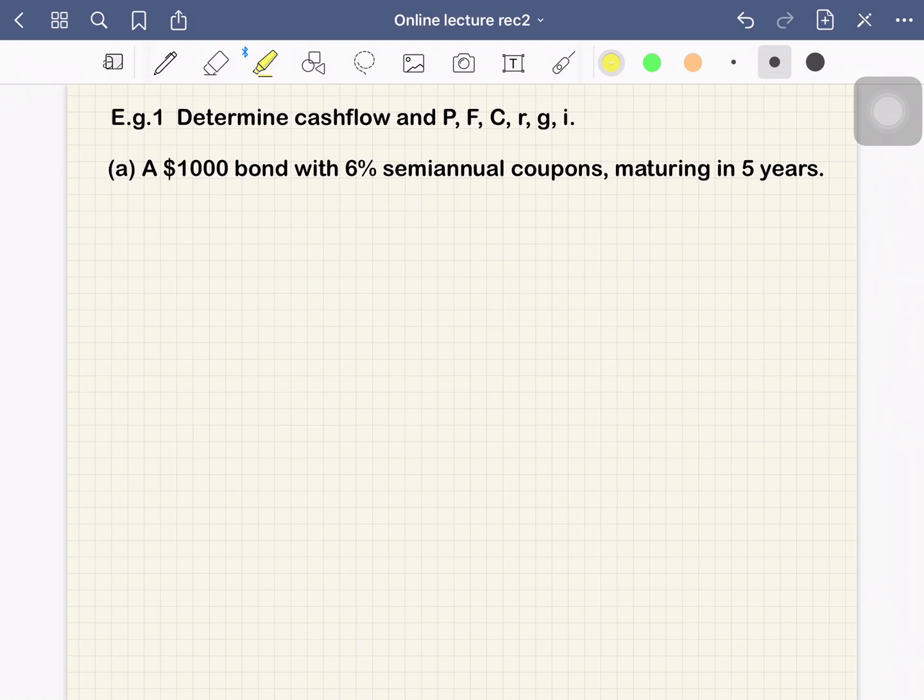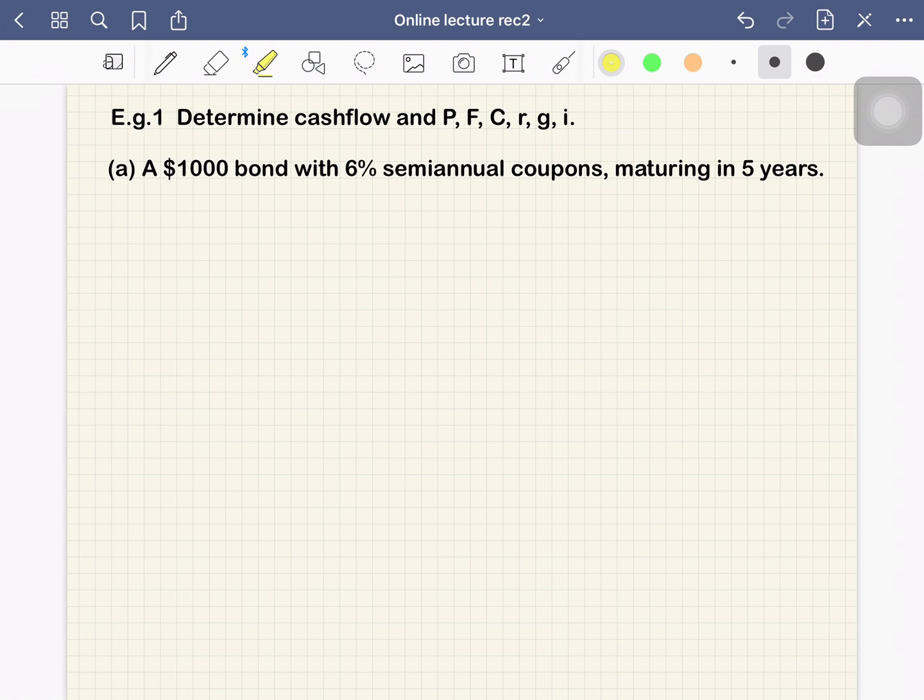Hi, next we discuss some examples of bonds. Example 1: determine the cash flow and P, present value or price, F, face value or par value, C, the redemption value, R, coupon rate, G, special coupon rate, and I, yield rate.